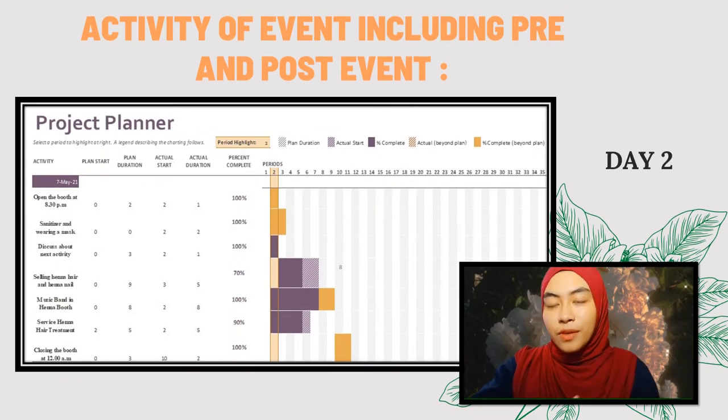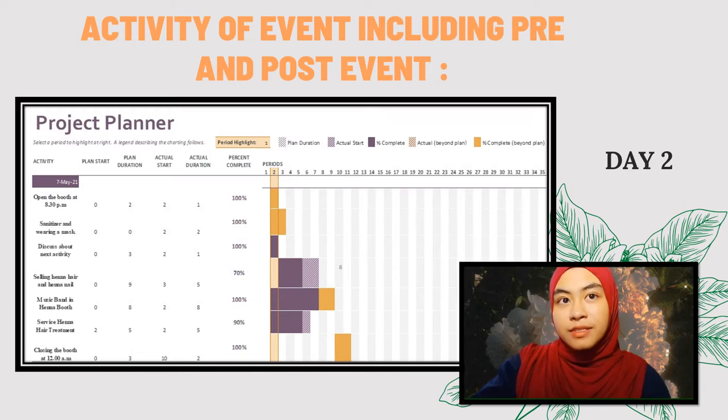For 7 May 2021, our team discussed the next activity. For this date, we open the stall at night. We open the booth at 8:30 p.m. and of course we sanitize and wear a mask. We start selling henna hair and henna nail.